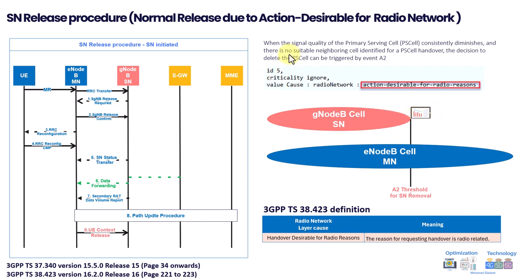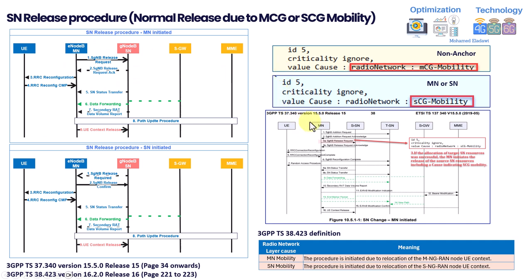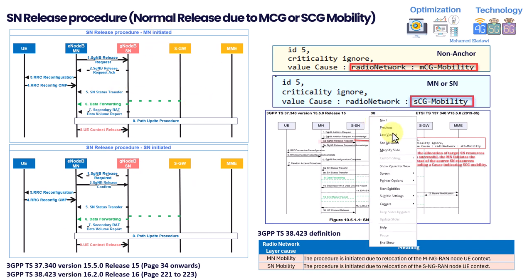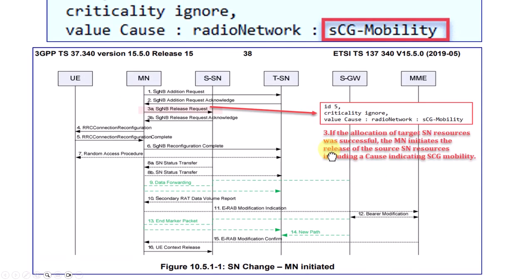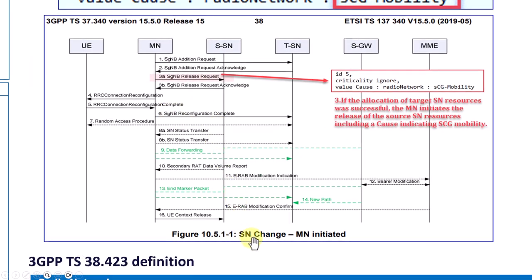So let's move to one more cause. Here, normally it is due to MCG or SCG mobility. This is whenever you have a handover, for example you are changing even your master node, or you are changing your secondary node. Here, this is just the exact call flow which I'm showing for the release in general. But if you zoom into this part, this is a secondary cell change initiated by the master node.